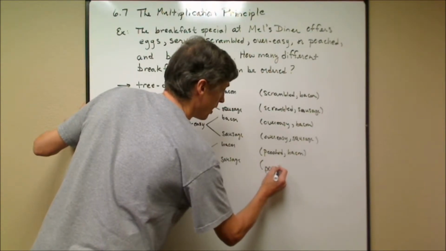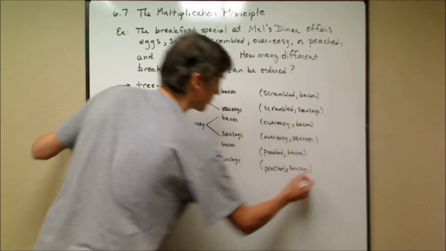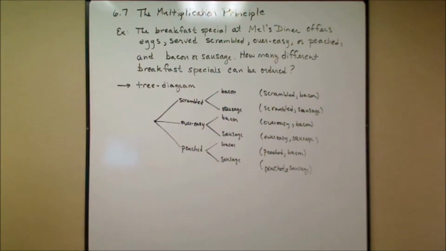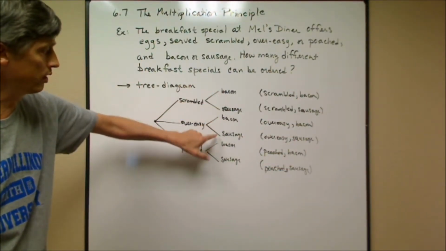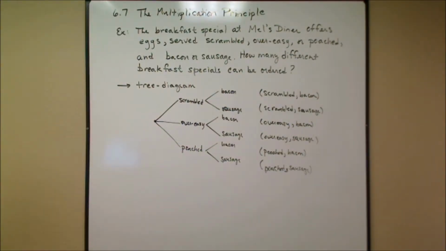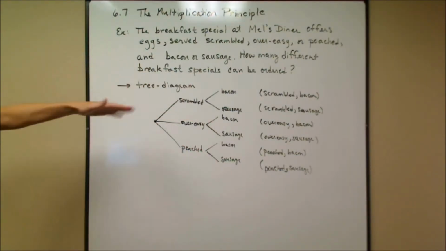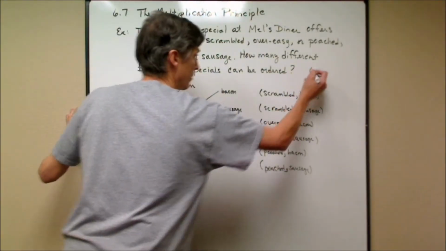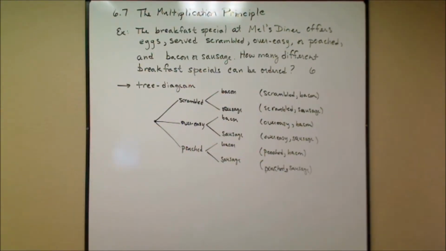Now, I took all this time and wrote all this out, not to waste your time, but to show you the 6 possible breakfast specials that can be ordered at Mel's Diner. I knew there were going to be 6 even before I started writing all this out because I had 6 final branches. 1, 2, 3, 4, 5, 6. That told me how many different breakfast specials there were going to be. I didn't have to necessarily write them all out because that's not what it asked for. It just says how many different ones are there. And my answer is 6. I went ahead and wrote them out so you can see that a little bit more clearly.